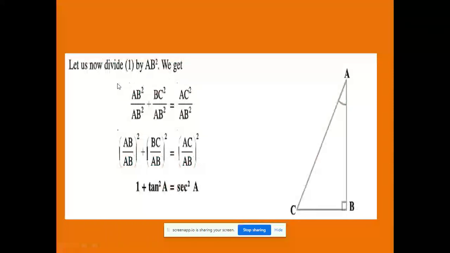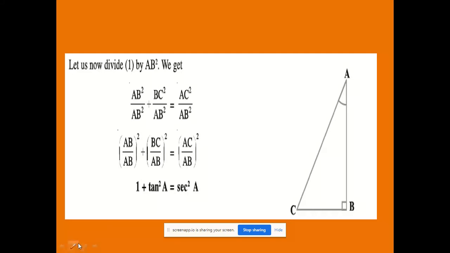Next, let us look at the second one. If we take equation 1 again, AC square is equal to AB square plus BC square. Before, we divided both sides by AC square. Now we divide both sides by AB square. AB square by AB square plus BC square by AB square is equal to AC square by AB square. Now, AB square by AB square can be written as AB by AB whole square, plus BC square by AB square can be written as BC by AB whole square, is equal to AC square by AB square, which can be written as AC by AB whole square.